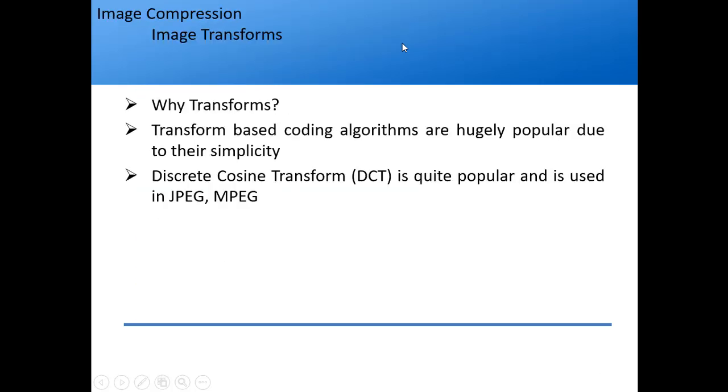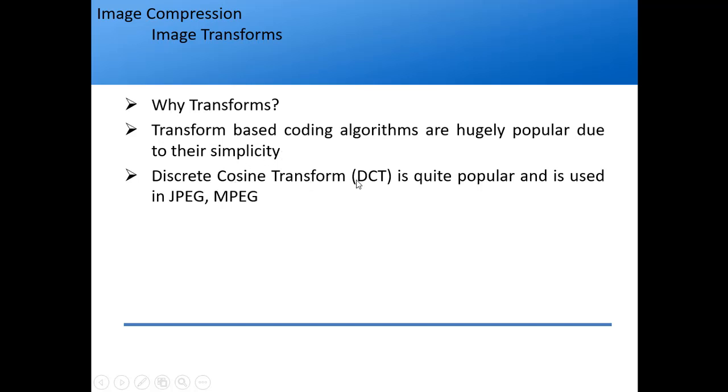So we have already answered this question, why transforms. Why are they used? Because they are usually popular due to their simplicity. We don't have to use them manually, we just use the equations, fit them in a computer algorithm, and then we get the output.